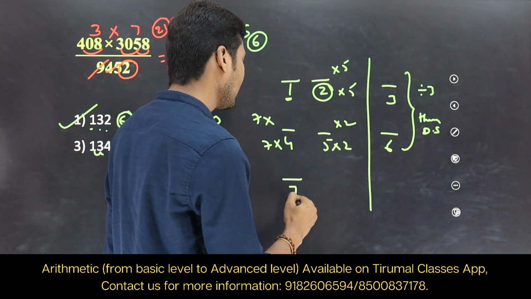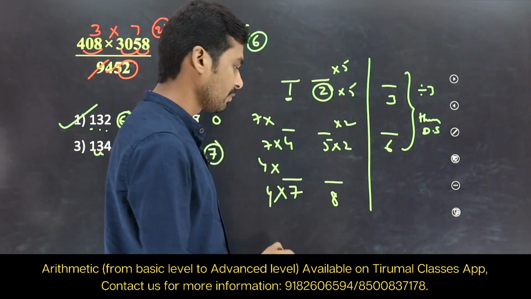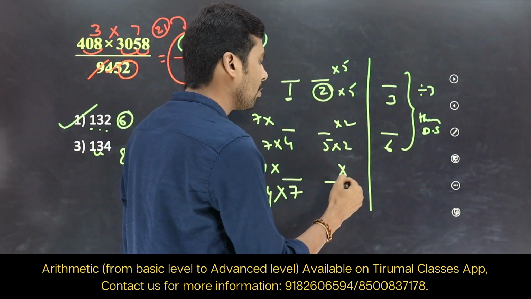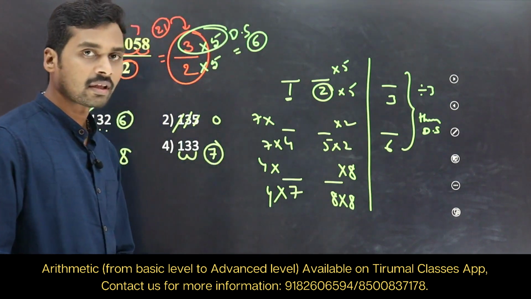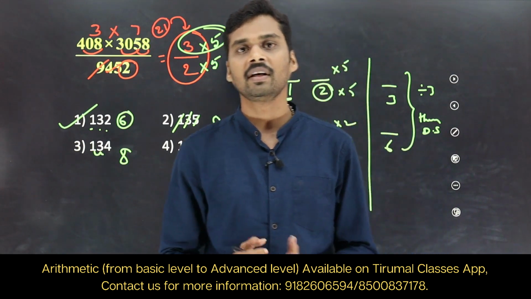And similarly, 7 and 8. 7 means that I have to multiply both the numerator and the denominator with 4. But in the case of 8, both the numerator and the denominator must be multiplied with 8. I already told you that, so you have to remember these things. Then we can apply the DS concept.